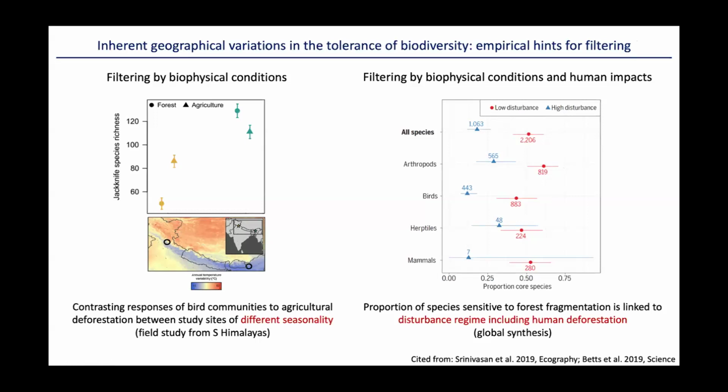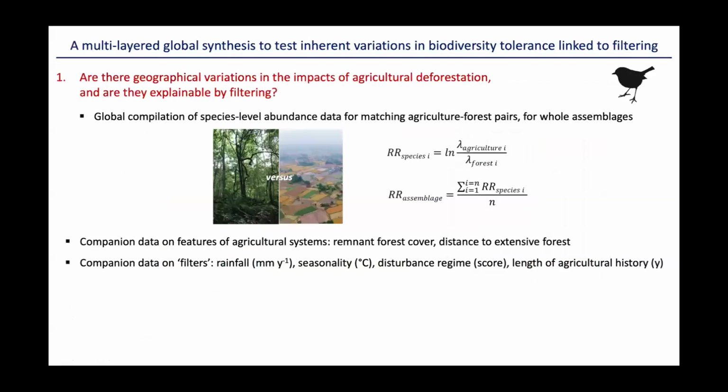So basically, in ecosystems with low disturbance levels, bird species tend to be more sensitive to forest fragmentation. These results are both consistent with what I just explained in terms of theoretical predictions: that filtering factors may have selected for species in ways that differ across regions of the world, to render different inherent levels of sensitivity of current assemblages to agricultural deforestation. Under this context, we set out to do a global, multi-layered synthesis study, trying to address the possibility that there might be some inherent differences in how sensitive species assemblages are to agricultural deforestation, aside from the features of agricultural systems.